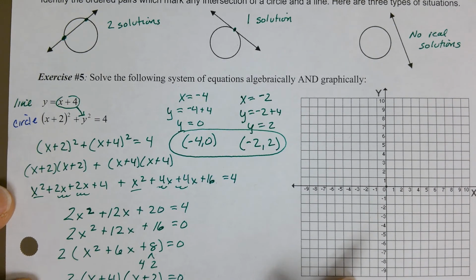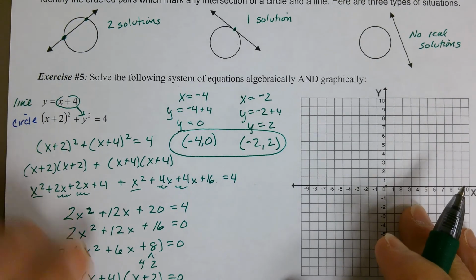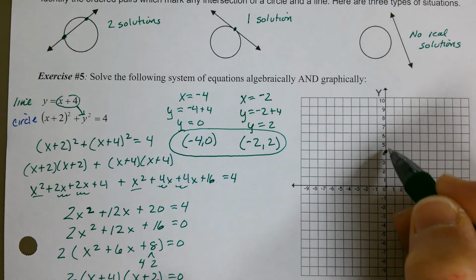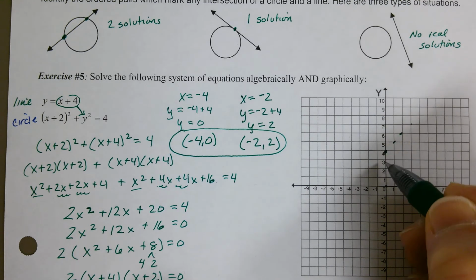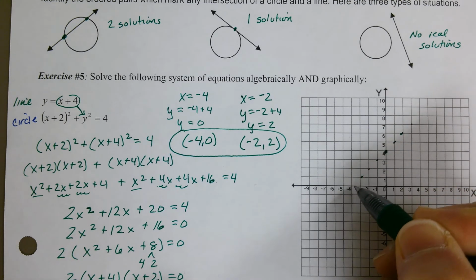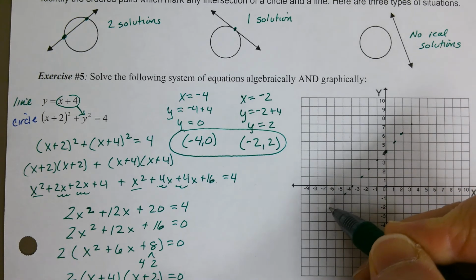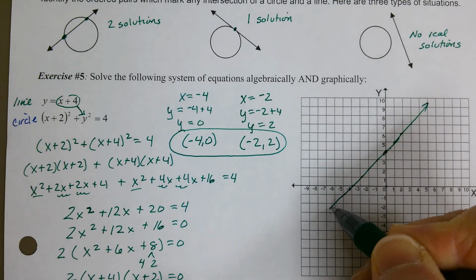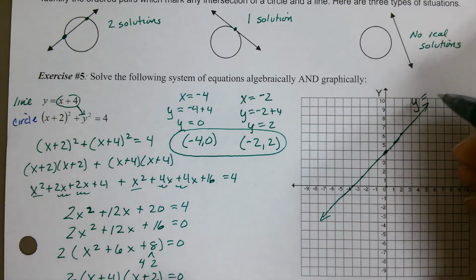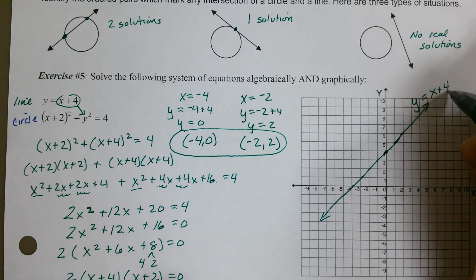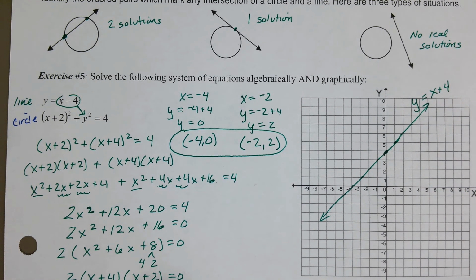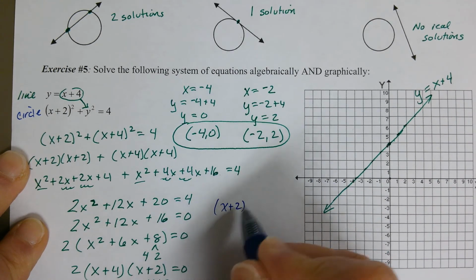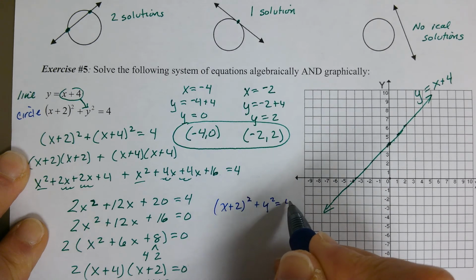Now, graphically, y = x + 4. That has a y-intercept of 4 and a slope of 1. Here's our line, label it with its equation, y = x + 4. From our circle, pull out its center and its radius.